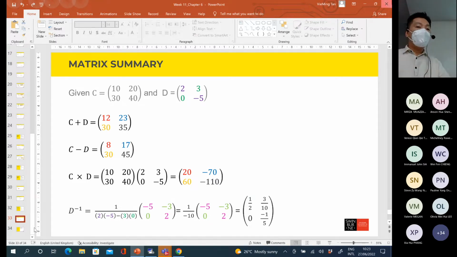Okay? We also learned how to subtract two matrices. We also learned how to multiply two matrices together as well. And lastly, we learned how to identify or calculate the inverse of a matrix, and then use this concept to apply to simultaneous equations to solve for x and y at the same time.